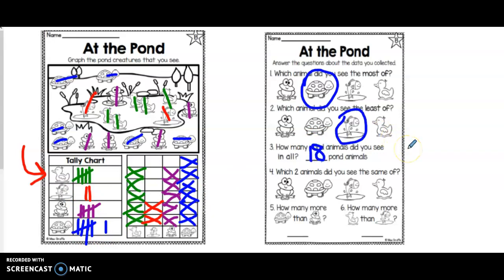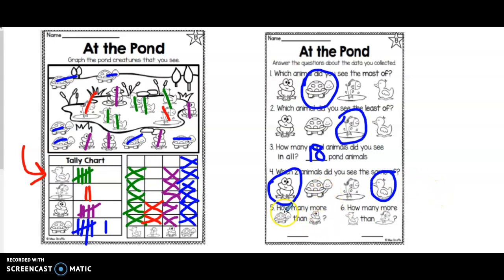Which 2 animals did you see the same of? So the same is asking for equal amounts. They would be the same height. So we said that we saw the same amount of frogs and ducks. So I'm going to go ahead and circle frog and, oh, not that one. Frog and duck. They both had 5.